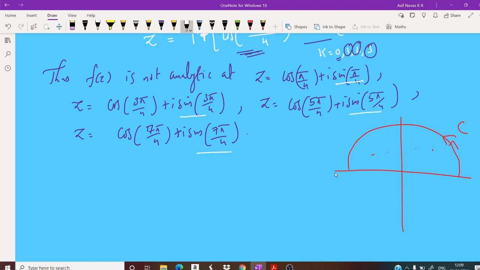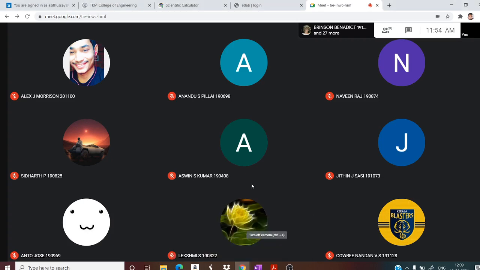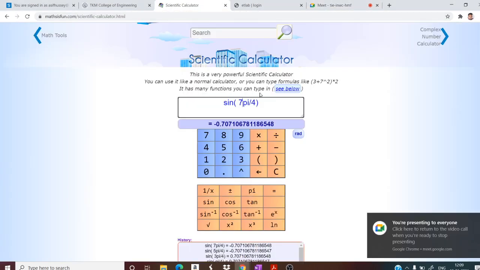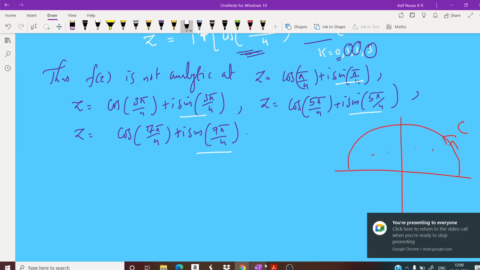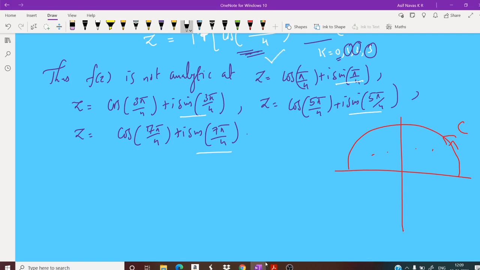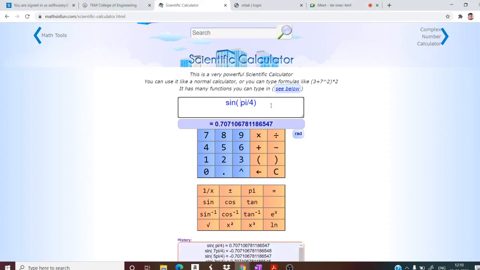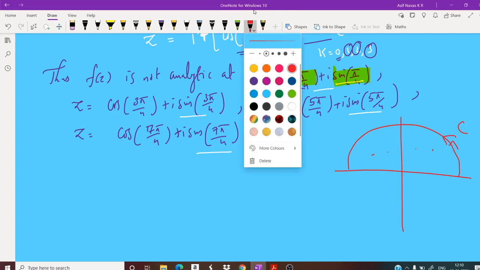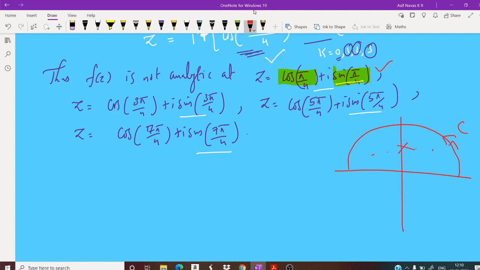Now first I will check. I will use a calculator; you can use a calculator too. First we check the imaginary part of the first point, cos pi by 4 plus i sin pi by 4. The imaginary part is sin pi by 4. Using the calculator, sin pi by 4 is 0.7071, etc. That means this is a positive value, so this point must be in the upper half plane.